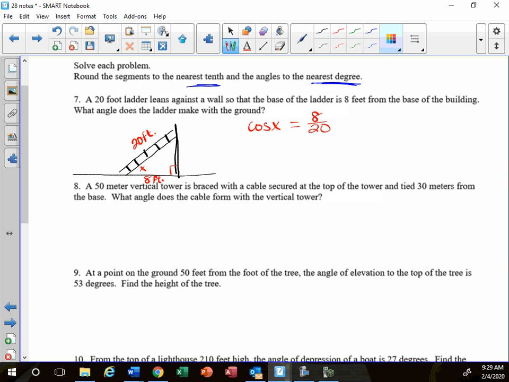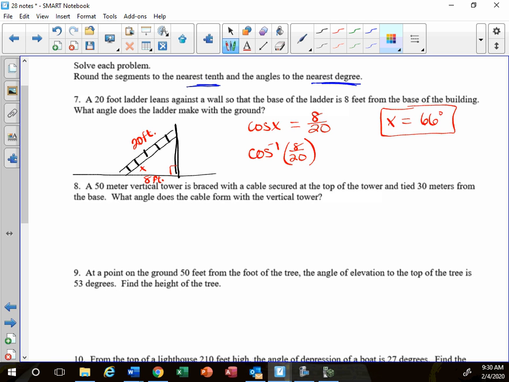What are you going to use on your calculator? Inverse. When you are solving for an angle, it is inverse. Okay, so inverse cosine 8 over 20. And it said round angles to the nearest degree, so you can just tell me to the nearest degree what we get. Make sure you're putting your little degree symbol there. 66 degrees.